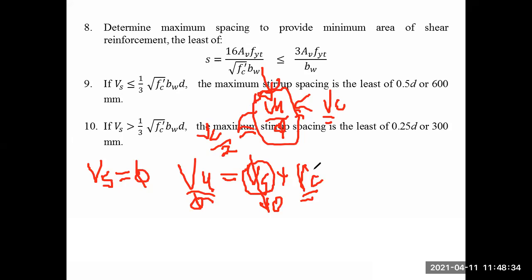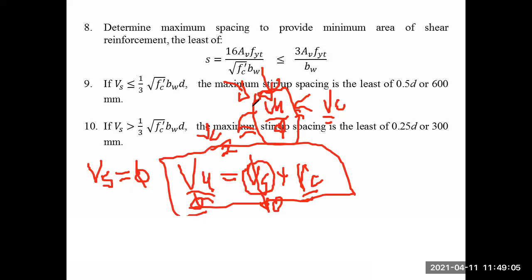So how about if VU is less than VC? Sure, if equal is not designed for, then how could less than VC be designed for? So it's not designed for up to VC over 2. So what the code recommends is the minimum. We don't need to get the VS from the equilibrium equation, but we can get the VS from the spacing equation.